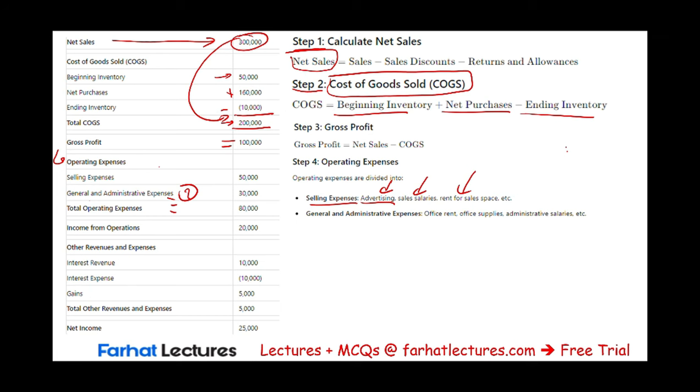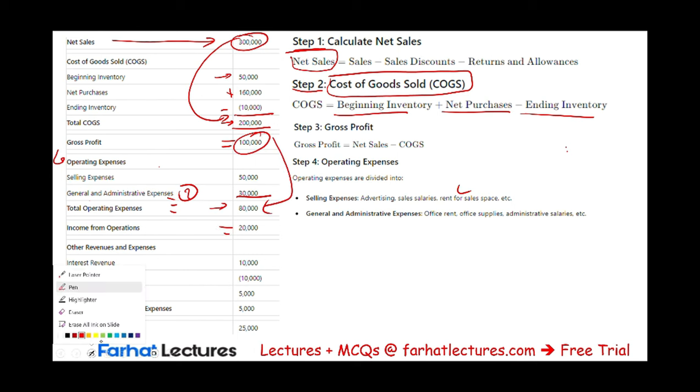Same concept. You would list them because you want to show more information. Therefore, you will take the operating expenses and you break them down into selling and general and administrative. General and administrative are office space for the CEO, for the CFO, for the HR, for the accounting, people that help the company overall, they're not related to sales. They're related to administrative tasks, office supplies, administrative salaries, different than sales salaries. They're both salaries. One is paid for the salespeople. One is paid for the administration people. So now this is step four. We total operating expenses 80. Then we take 100,000 minus 80 will give us income from operation.